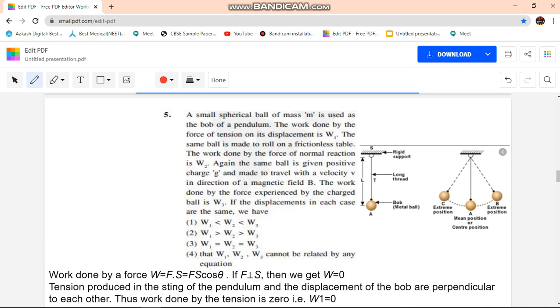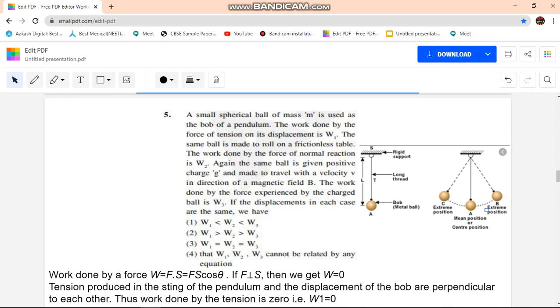Again, the same ball is given positive charge q and made to travel with velocity v in the direction of a magnetic field B. The work done by the force experienced by the charged ball is W3. If the displacements in each case are the same, we have option number 1: W1 is equal to W2 and is equal to W3.